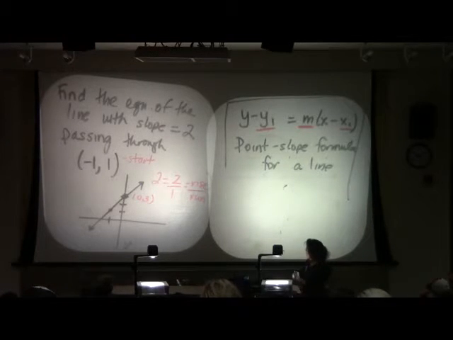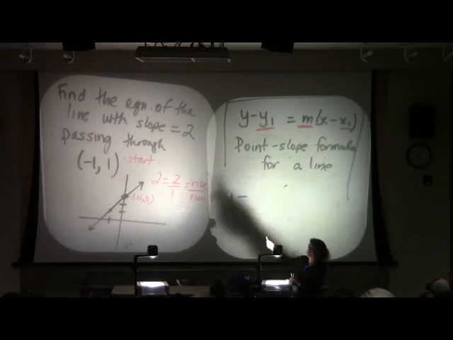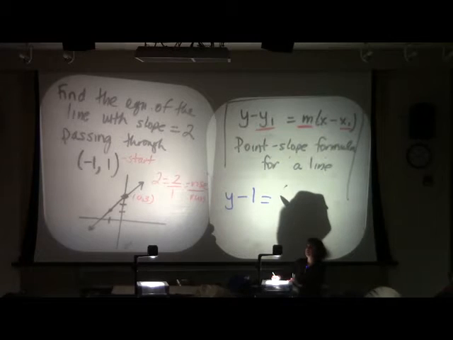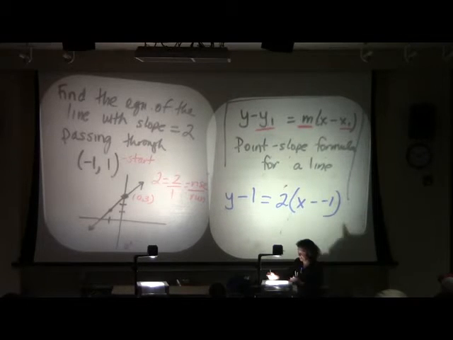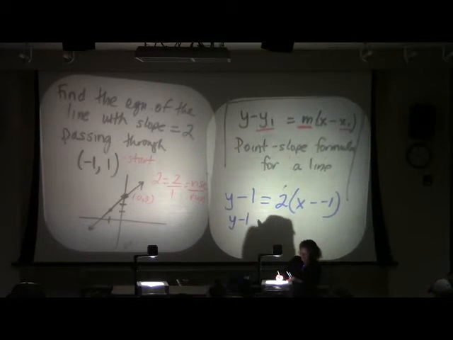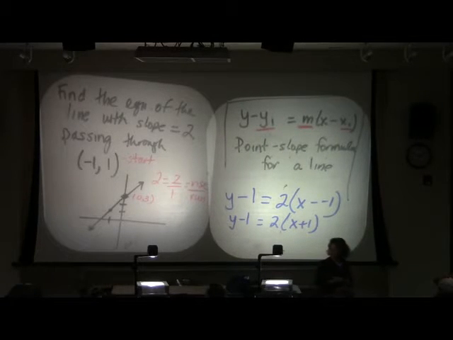Ready? Y minus my y value. What's my y value over there, guys? 1 equals m. What is my slope here? 2 times x minus my x value. Y'all with me this far? So, I'm going to first clean up my parentheses. Minus a negative is plus a positive. You with me there?